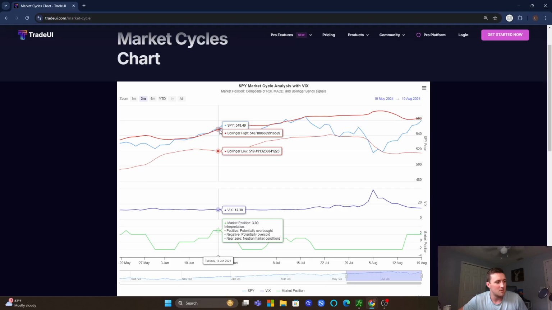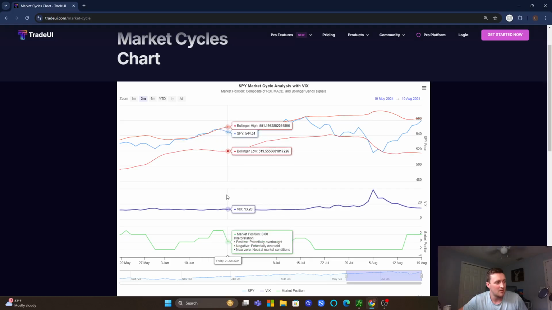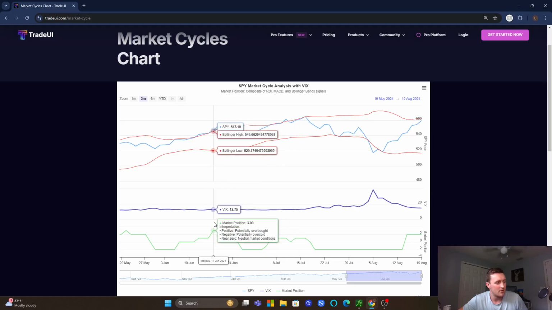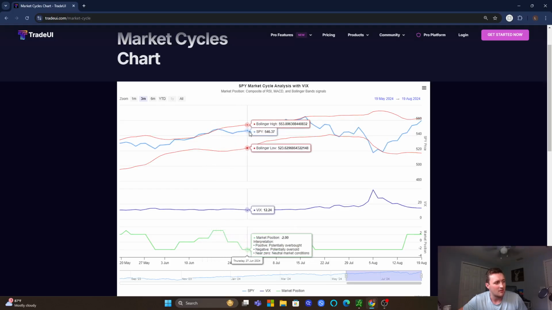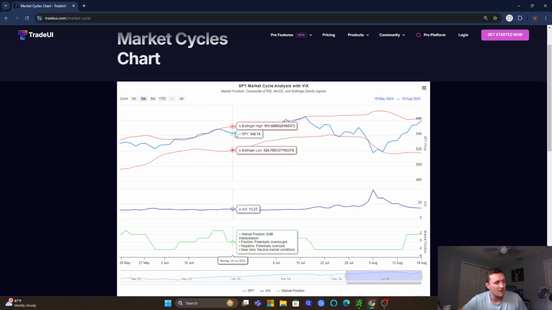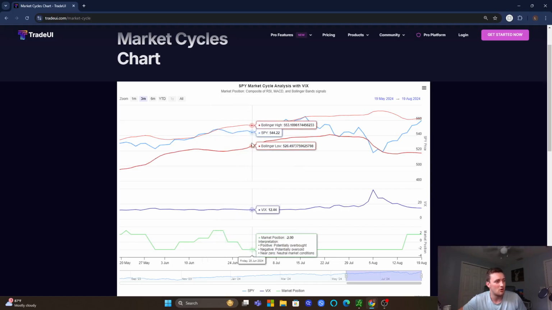Anytime we're testing the upper band, the VIX is ticking up. In this case, it didn't really tick up above 14, but it did sell off just a little. But you see the market position was at 3. You can tell yourself, hey, you might see a sell-off. And as you can see, it did sell off a little bit here. It did hang flat just because it's such a strong market.